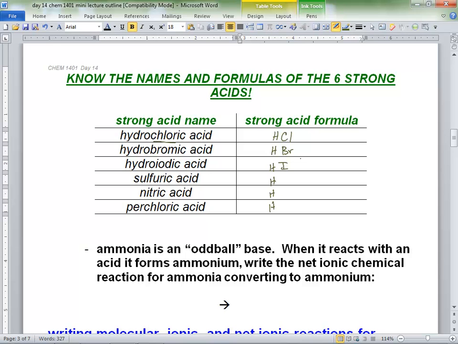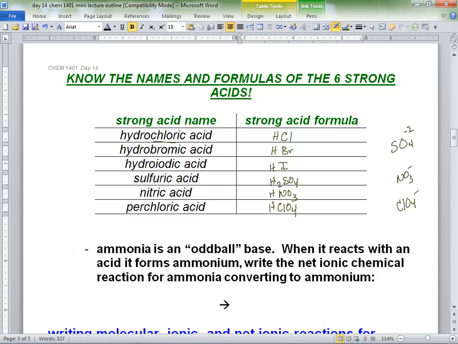Now, to know the trick for this, you got to know what sulfate was. Sulfate was SO4 2-. So how many H pluses can you attach to it? Two of them. So it'd be H2SO4. Nitric acid, remember what nitrate was? NO3 negative, so it'll just be HNO3. And perchloric, I don't think we ever really use that much, but that's just HClO4. So these strong acids, you always break them up into their ions in the ionic chemical equation.